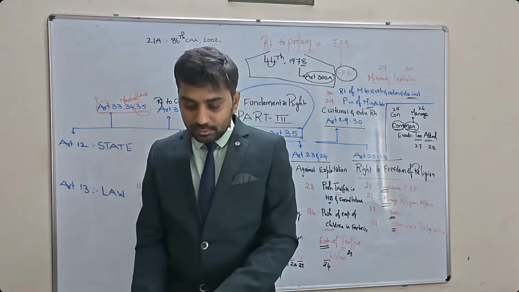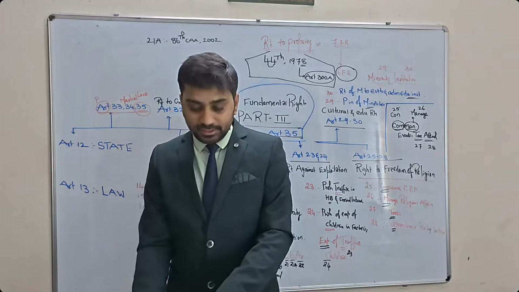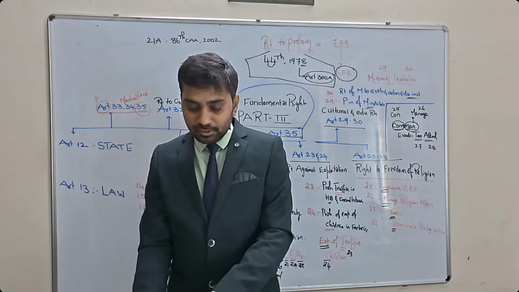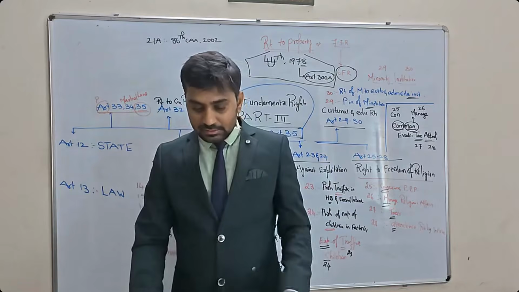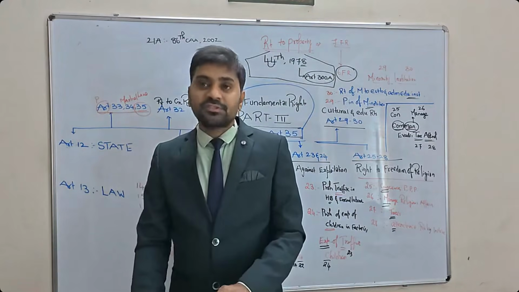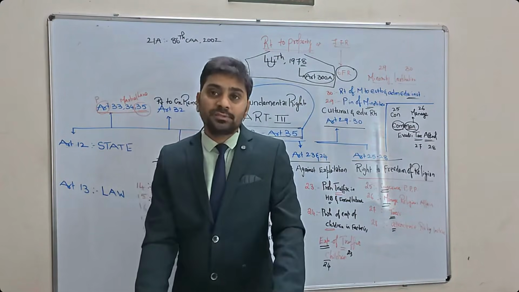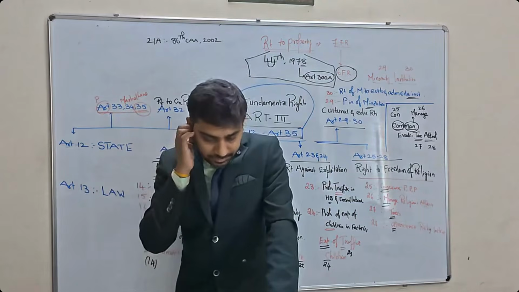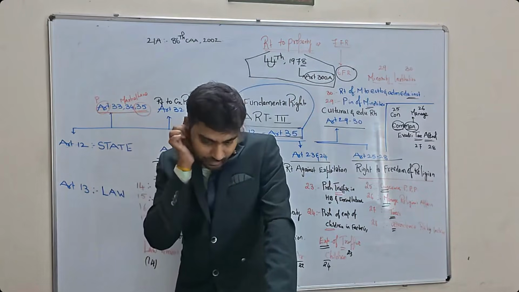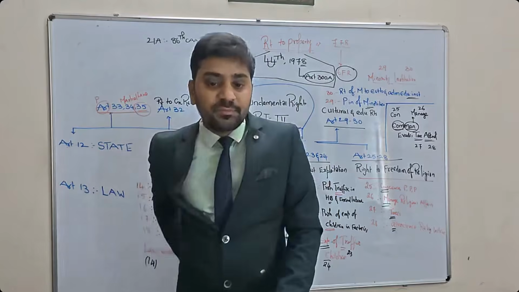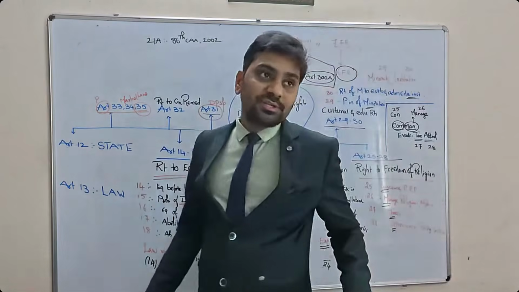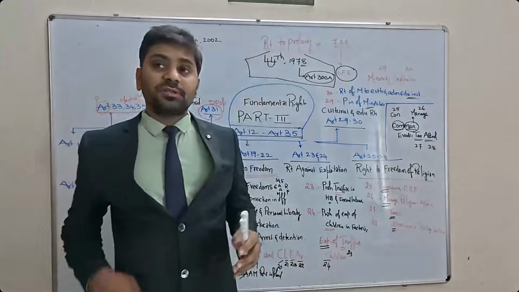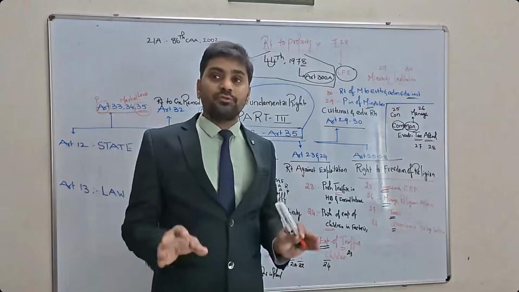Already I said, 44th Constitutional Amendment Act 1978, the right to property was deleted. Features of fundamental rights, very, very important, guys. First thing, some of them are available only to citizens, some of them are available to both citizens and foreigners. Now, which are the rights which are available only to citizens?